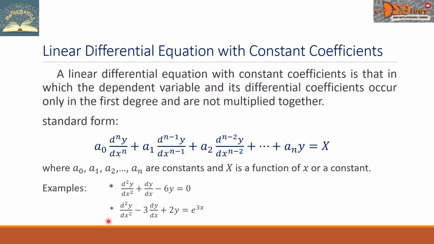We have here two examples. Example 1, the second derivative of y with respect to x plus the first derivative, that is dy over dx, minus 6y equals 0. Second example, second derivative of y with respect to x minus 3 times the first derivative dy over dx plus 2y equals e raised to 3x.